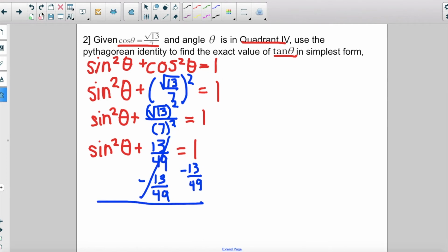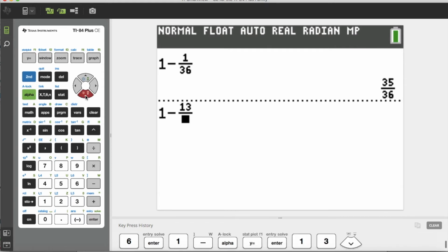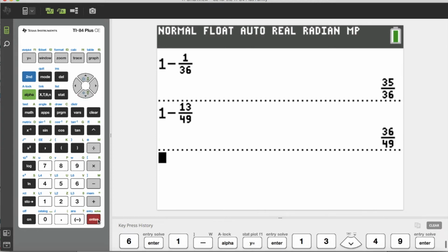That will cancel out when we do that. And we are left with sine squared theta is equal to, you can type in your calculator, 1 minus 13 over 49. And we get 36 over 49.